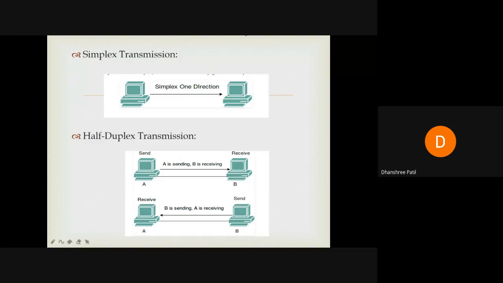For example, simplex transmission, let's see. In case of simplex transmission, there is a restriction that the data should be sent in only one direction. It means that if this machine is acting as a sender, it should remain a sender, and the other should be a receiver, and the role is fixed. The sender should send data and the receiver should only accept the data. Such type of communication is called a simplex transmission.